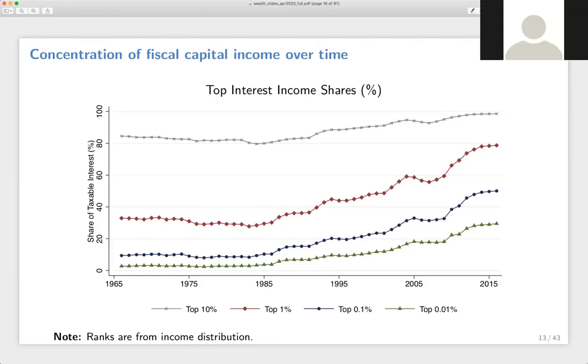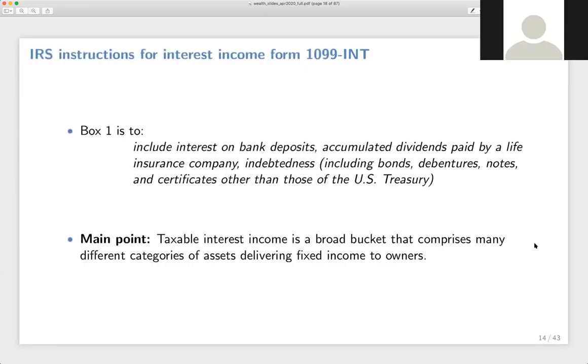So what criteria are you using to choose the rate of return for top 0.1% or top 10%? Yeah, that's coming. Okay. All right, let's get to that. Cool. All right, so that's coming right now.